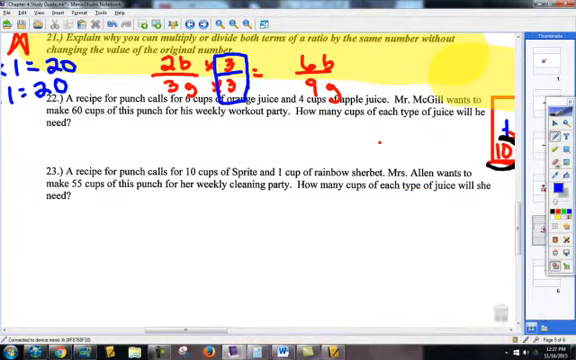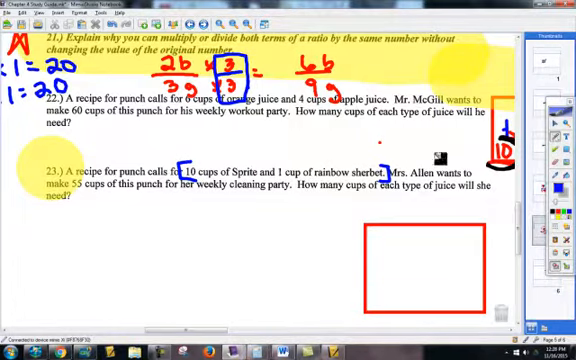Number 23 now. We're going to jump to number 23. A recipe calls for 10 cups of Sprite and 1 cup of rainbow sherbet. So this is my fake ratio. Guys, is this a good opportunity to do edge pieces? Absolutely. This is the exact time when we show edge pieces, and here's why. I can look there and I can see, okay, I need 10 cups of Sprite.